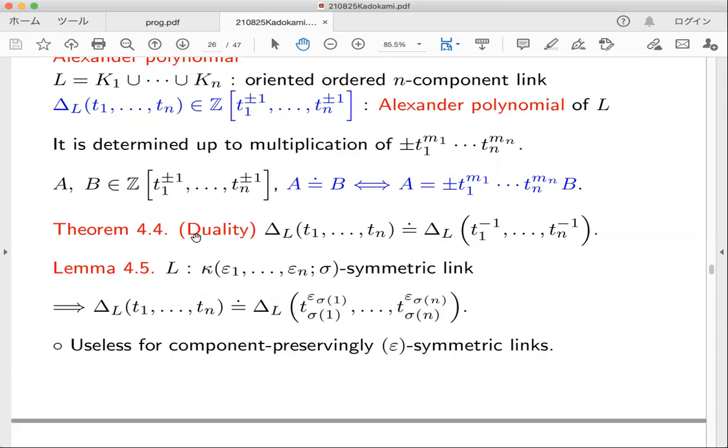Then it is well known that by duality we have this equation.